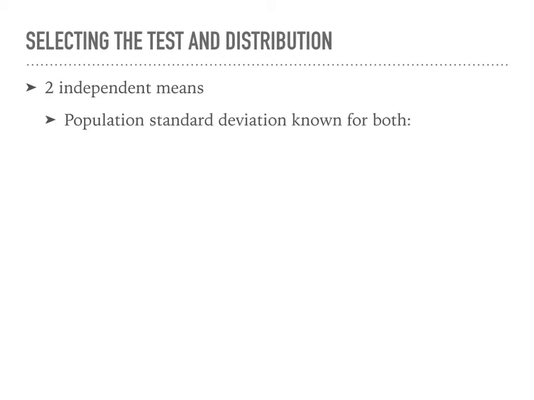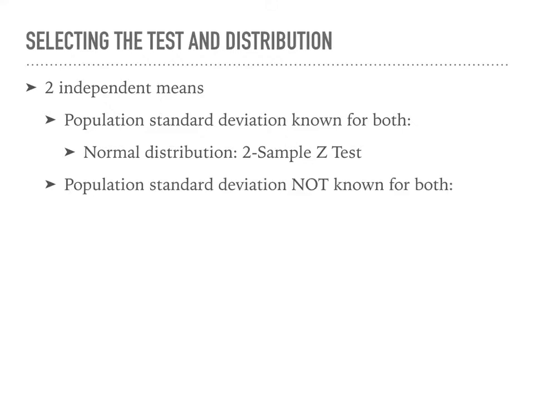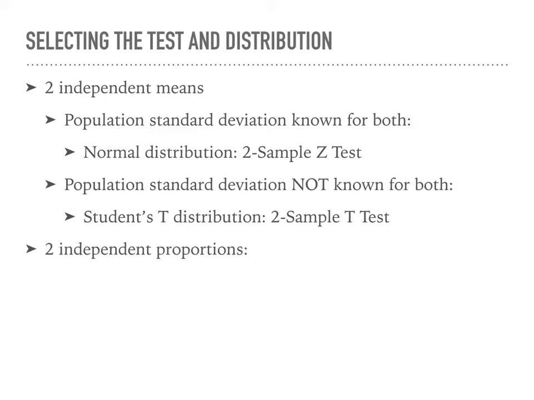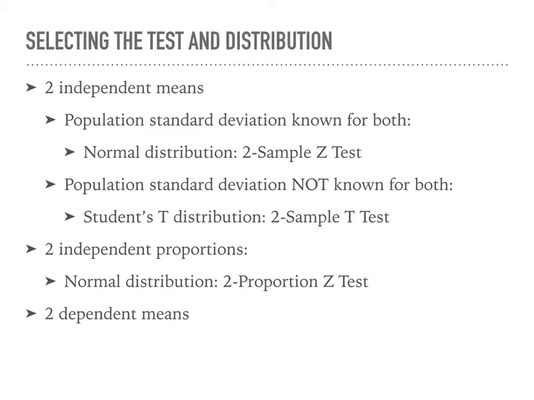First, if we have two independent means and the population standard deviation is known for both of them, we will be using the normal distribution using the two-sample z-test. When the population standard deviation is not known for both of them, we will use the student t-distribution using the two-sample t-test. If we have two independent proportions, we will use the normal distribution and we will use the two-proportion z-test. If we have two dependent means, we will use the student t-distribution and we will be doing a t-test.